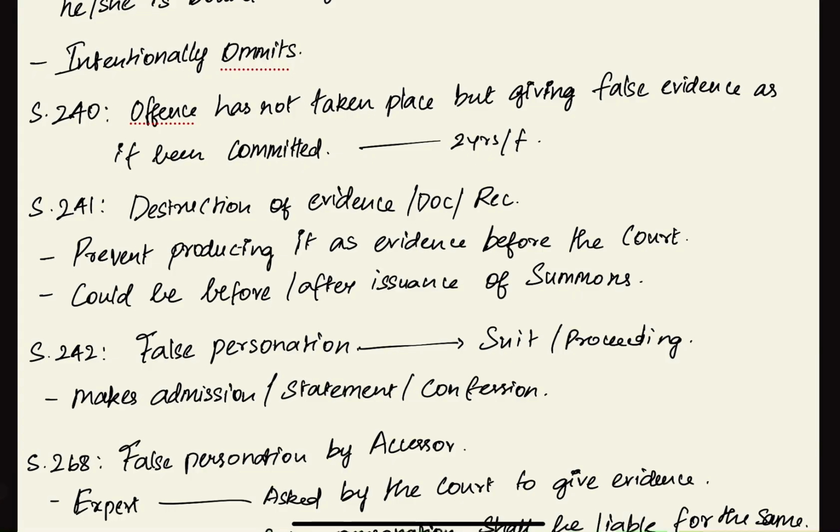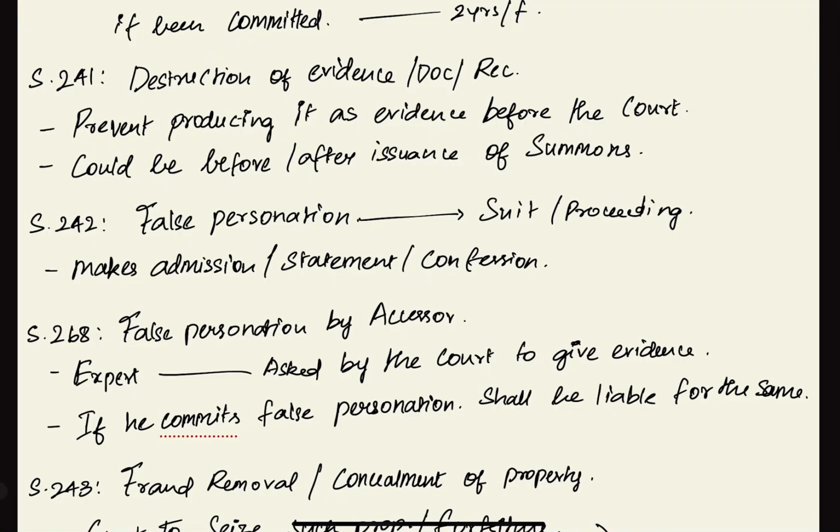Section 241 deals with destruction of evidence, a document or record. So such destruction is being made to prevent such evidence from being produced before the court. So that is an offense. It could be before or after issuance of summons.